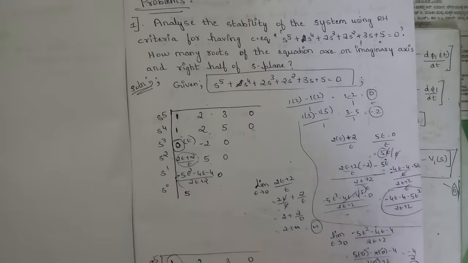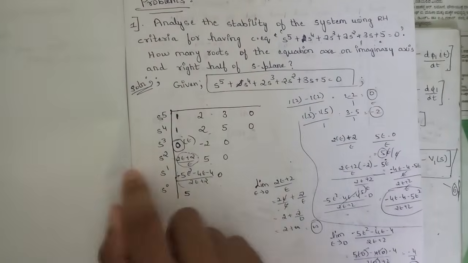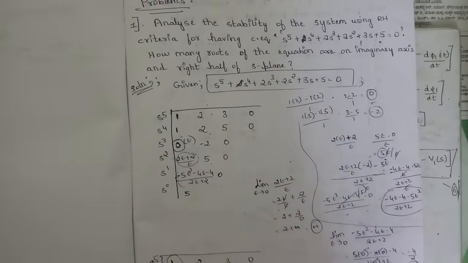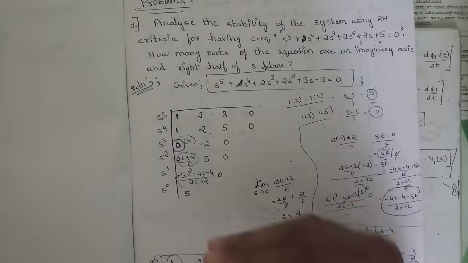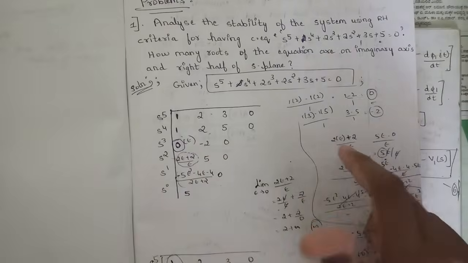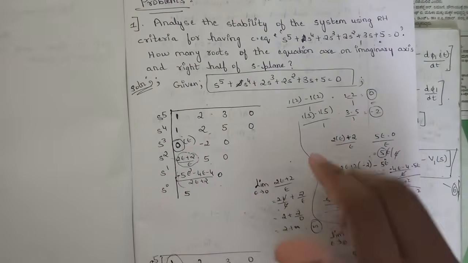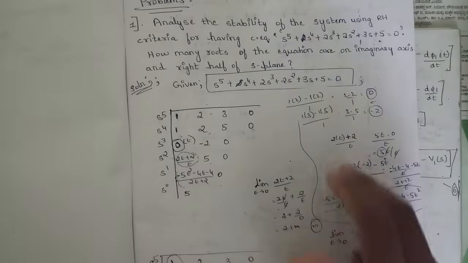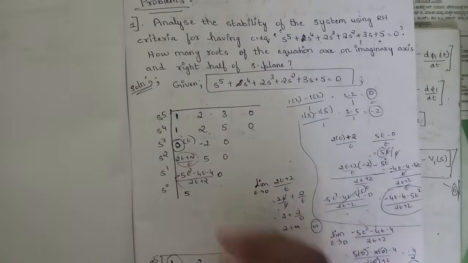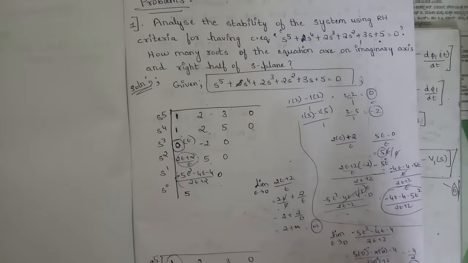And one more special case is whenever we get a row of zeros, that is, one full row where all the entries are 0. To replace that row of zeros, we should check the row just above it and write it as the auxiliary equation. We should take the derivative of that auxiliary equation, and whatever coefficients we get after taking the derivative, we should replace the row of zeros with them and continue the calculation. That is one more special case. So these kinds of problems related to stability analysis they would definitely be asking.